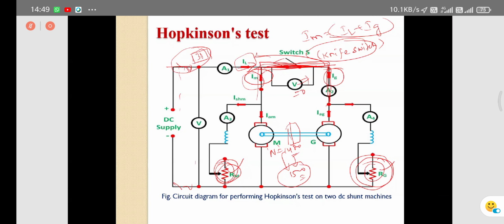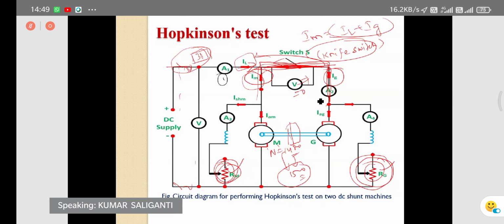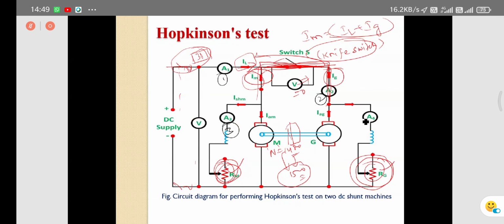Coming to the tabular form, the observation table. We have four ammeters, you can see: the first one, the second one, the third one, and the fourth one here. This is the line side, the line current. This is the motor field current. This is the generator field current, ISG or IFG. And this is the generator current here. These are the four ammeters.